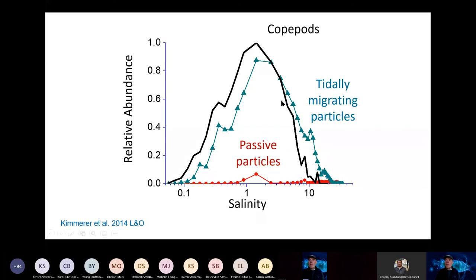And so this compares the final positions in salinity space of tidally migrating particles and passive particles to copepods. So most of the passive particles are gone. Tidally migrating particles pretty much match the copepod distributions.